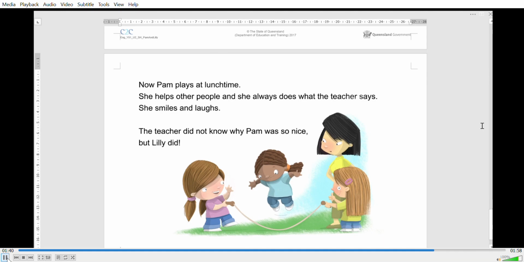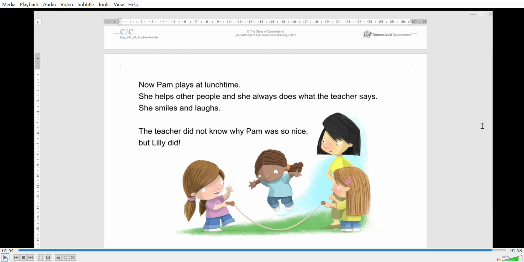Now Pam plays at lunchtime. She helps other people, and she always does what the teacher says. She smiles and laughs. The teacher did not know why Pam was so nice, but Lily did.